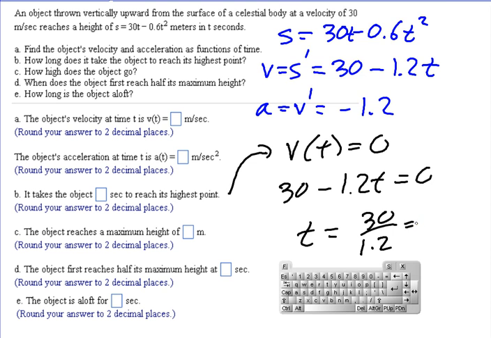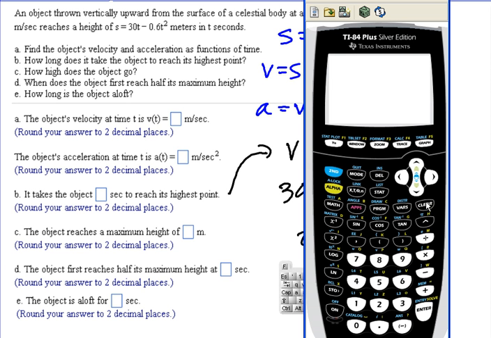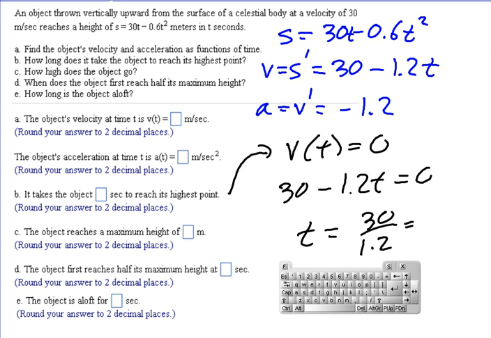Actually, I can go over it. 25, all right, so 25. The object first reaches half its maximum height at how many seconds? Well, what's if the maximum height is 25 meters? Whoops, hang on. No, I think we skipped one. The object takes 25 seconds to reach its highest point.